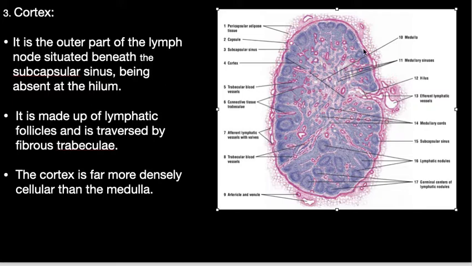Now, grossly, after this capsule, we have the outer cortex and an inner medulla here. So, this is the outer part of the lymph node situated beneath the subcapsular sinus, being absent at the hilum. It is made up of lymphatic follicles and traversed by the fibrous trabeculae. Trabeculae are nothing but invaginations of this capsule inside the substance of the lymph node. The cortex, as you can see, is far more densely cellular than the medulla.